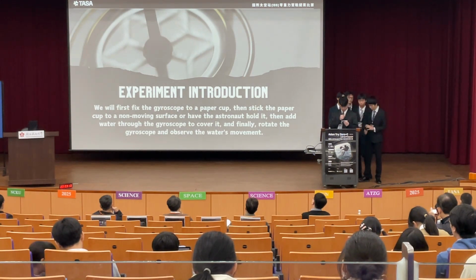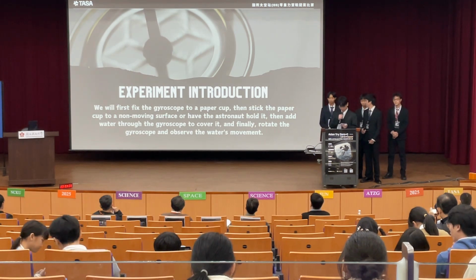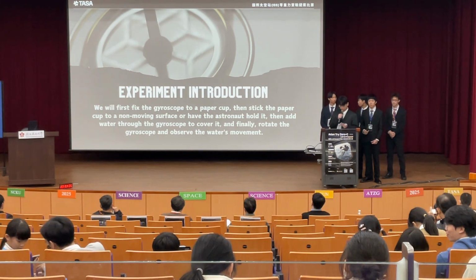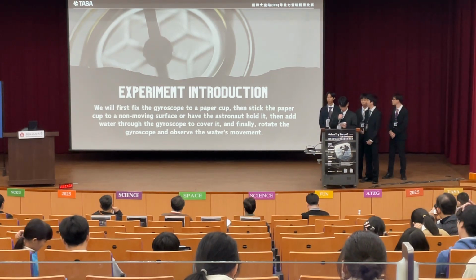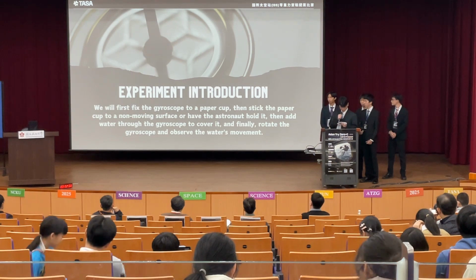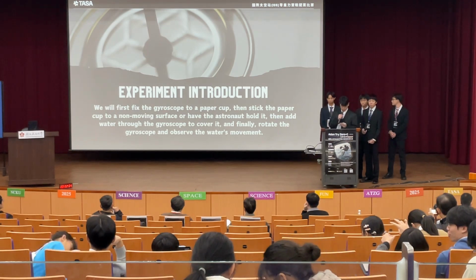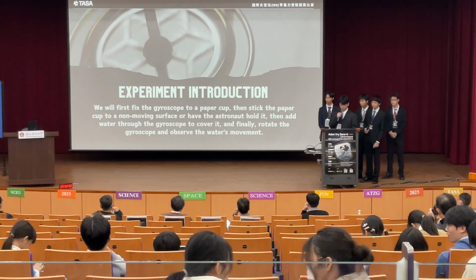The objective of our experiment is to observe the behavior of a rotating object covered with water in microgravity. We will first stabilize the gyroscope, after which the astronaut will hold the string with one hand while adding water with the other. Once the setup is complete, the string will be pulled out, allowing us to observe the resulting behavior of the water in microgravity.